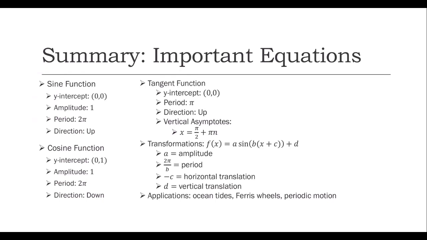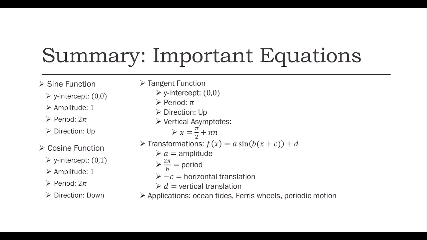So in summary, our sine function has a y-intercept of (0, 0), an amplitude of 1, a period of 2 pi, and it starts by going up from your y-intercept. Our cosine function has a y-intercept of (0, 1), an amplitude of 1, a period of 2 pi, and starts by going down from your y-intercept. Your tangent function has a y-intercept of (0, 0), a period of pi, and starts by going up. It has vertical asymptotes at x equals pi over 2 plus pi times every n. So every pi, 2 pi, negative pi, you'll have another asymptote.